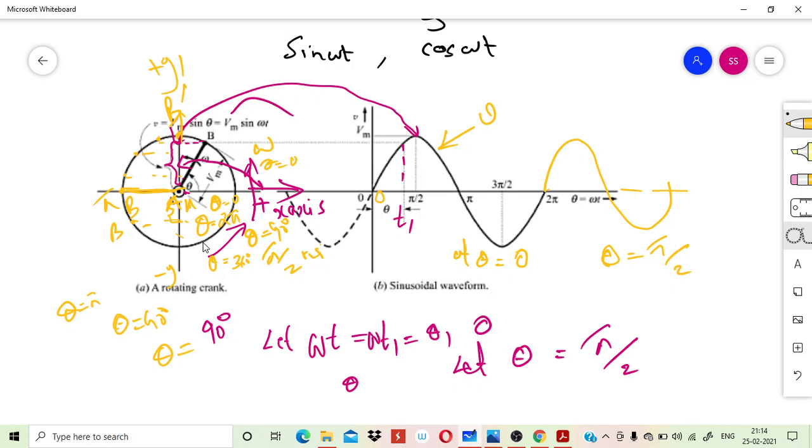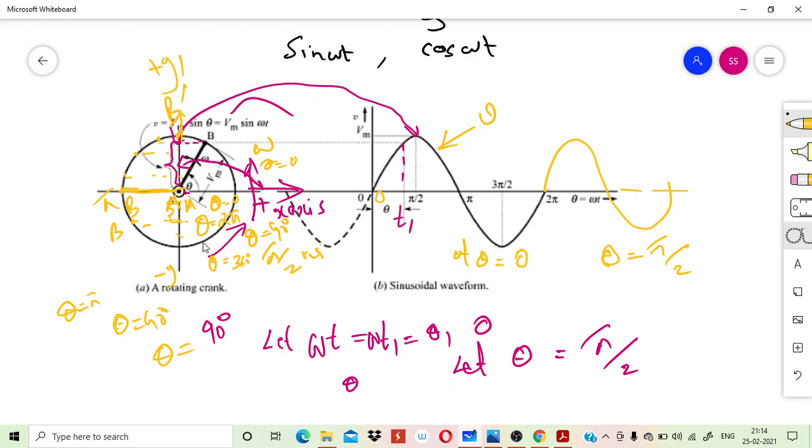Phasor. So what I mean by phasor is this. The phasor is nothing but your rod crank, the rotating magnitude, the rotating rod. So that is what you call a phasor.